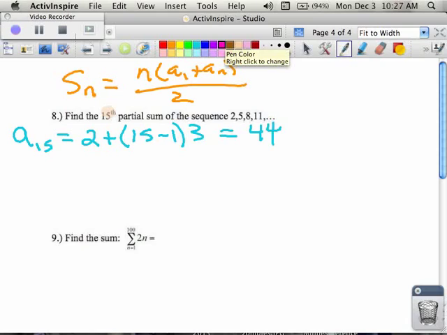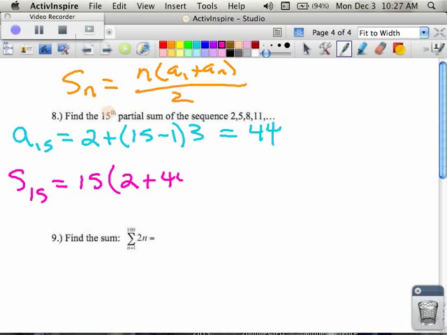Then I put in my formula, so S sub 15 for the 15 things will be 15 times the first thing, which is 2, plus the last thing, which is 44, all that divided by 2. So when you type this in your calculator, 345.